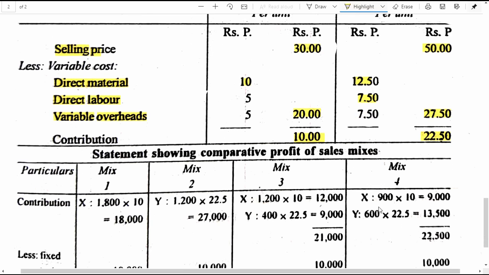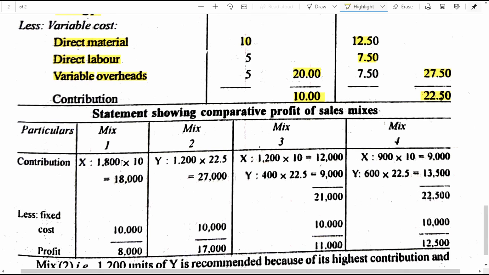Now let's calculate the profitability statement for each of the alternate choices of sales mix presented in the problem. Mix 1 is 1800 units of X, mix 2 is 1200 units of Y, mix 3 is 1200 units of X and 400 units of Y, mix 4 is 900 units of X and 600 units of Y. Now let's calculate the contribution and the profit for each of the choices.